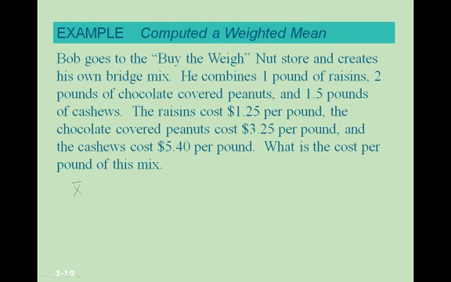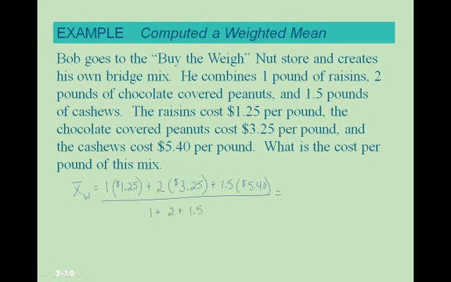So to find our weighted mean, we're going to take the weight of our observation. So the first one we had our pound of raisins, so we had 1 pound, and we'll multiply that then by the value, which was $1.25. Then we're going to add that to the weight of the next observation, which was 2 pounds for our chocolate-covered peanuts, and they cost $3.25 per pound. Plus, now we had 1.5 pounds for cashews, which cost $5.40 per pound. And we'll divide that then by the sum of the weights, which was 1 pound plus 2 pounds plus 1.5 pounds.